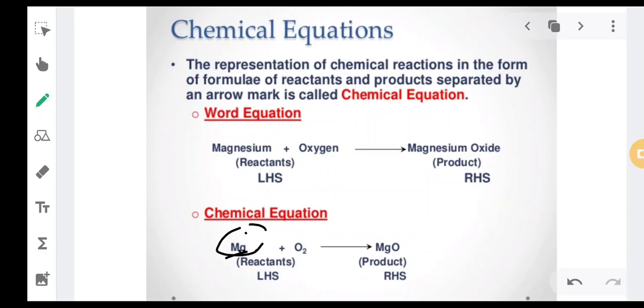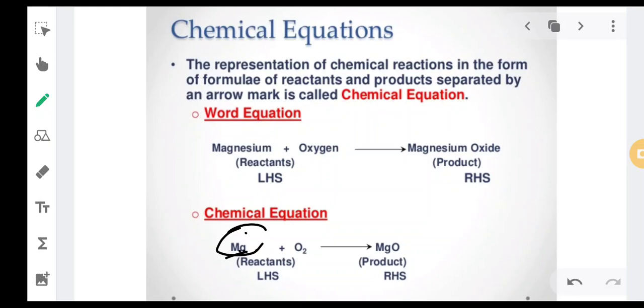If you read the definition of chemical equation on the screen, it states: the representation of a chemical reaction in the form of formulae of reactants and products separated by an arrow. Reactants and products are generally separated by an arrow, as you all know, and the arrow always points towards the product. The reaction proceeds as reactants combine together and give us the product.